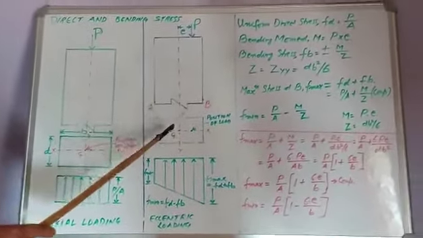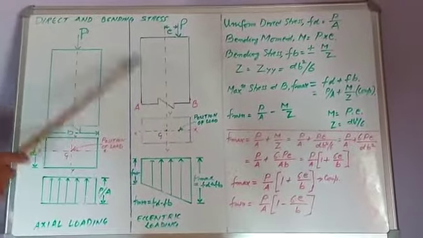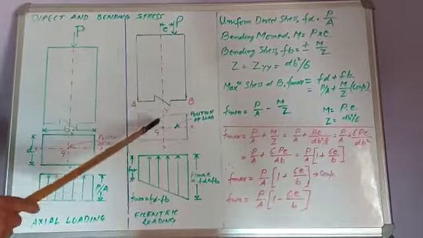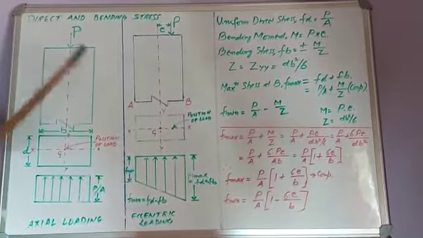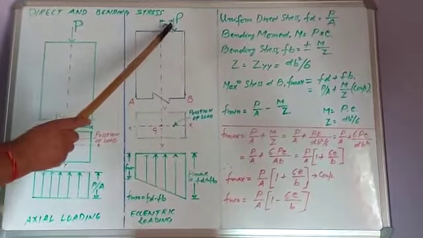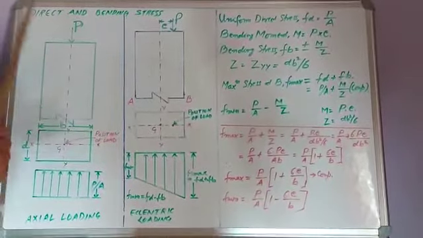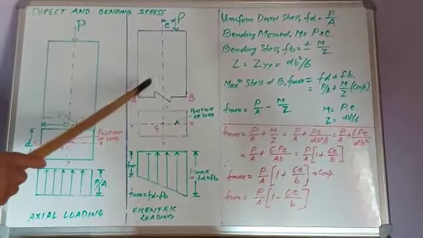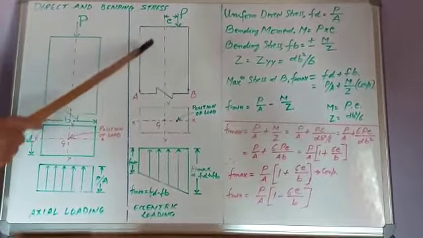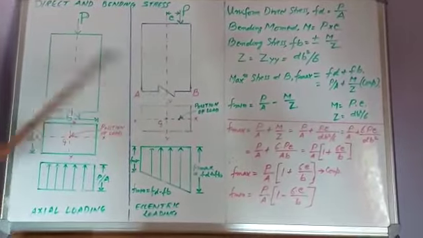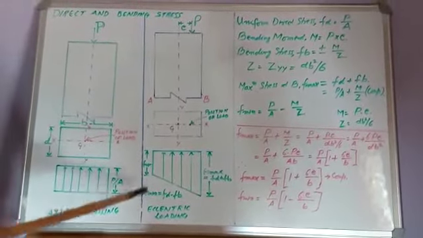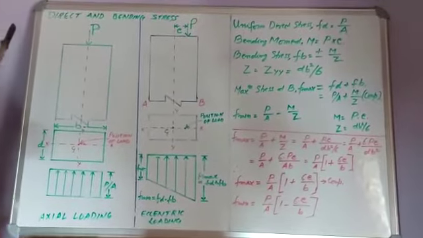Now you look at this figure here. The same column is here. This is the axis or the CG line of the column. Now in this case, we have provided the load a little distance away from the axis of the column. So in this case, the line of action of the force is not coinciding with the axis of the column. So this type of loading we call eccentric loading.